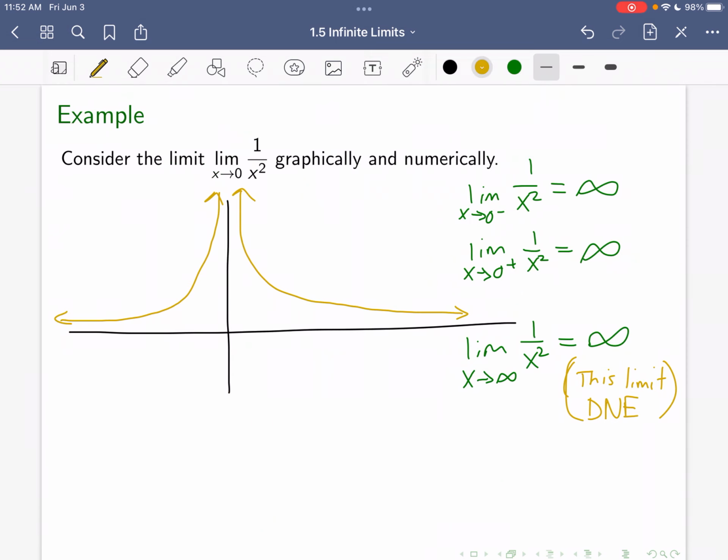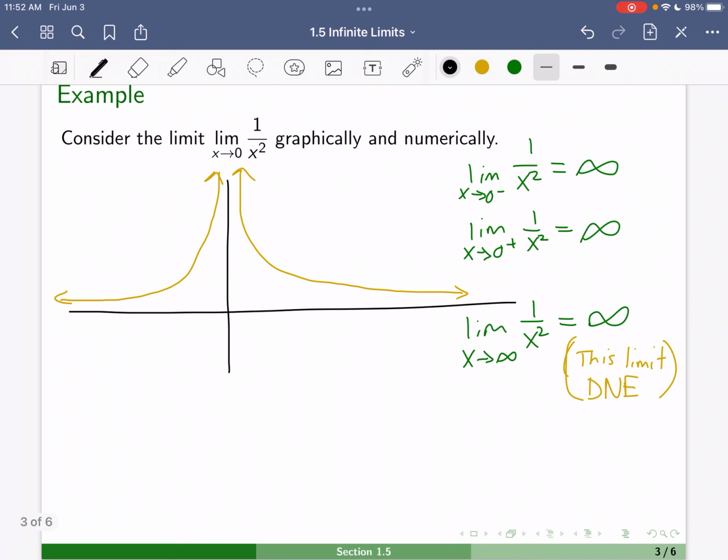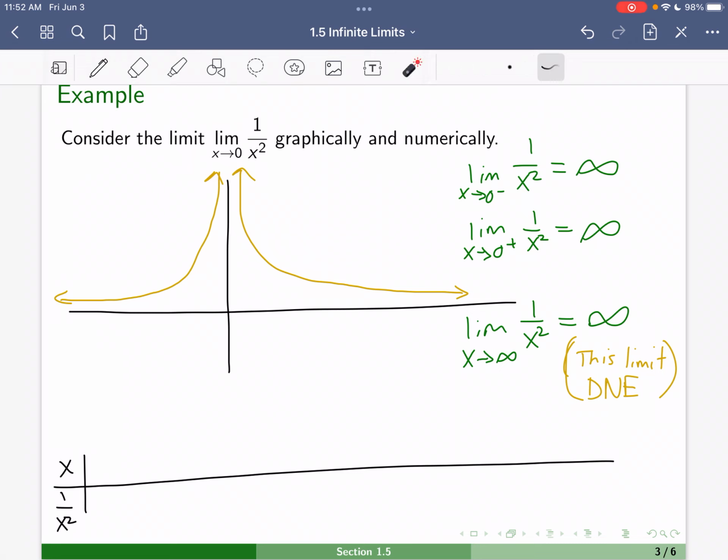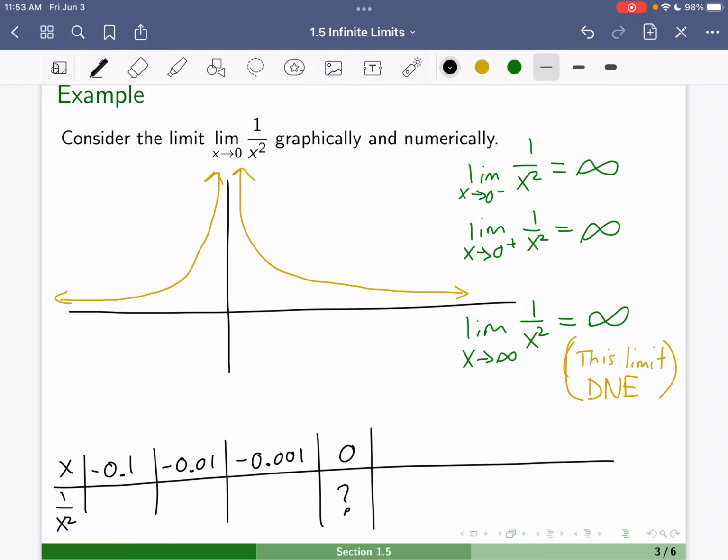All right, let's also create a table for this. So when we create our table here, again, we're going to pick values on either side of 0. All right, so 0 is the value we're approaching. So we'll go negative 0.1, negative 0.01, negative 0.001, 0, we don't know. Then we will go on the positive side, to the right of 0.